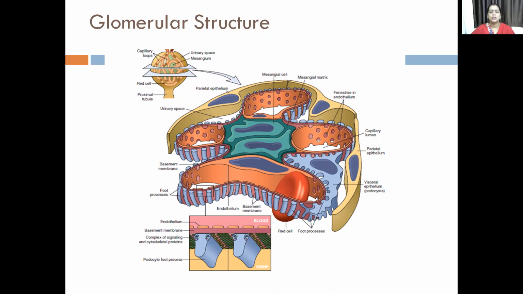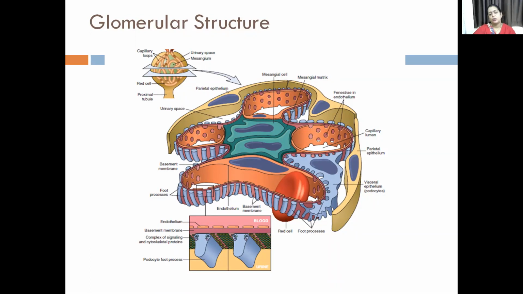Okay, and then coming to the parietal epithelium. So you know that there are two epithelial layers, that is a visceral epithelial layer and the parietal epithelial layer. This parietal epithelium will proliferate and helps in the formation of crescents in severe glomerular injury, where there is accumulation of these parietal cells. Okay, that's how the crescents are formed.